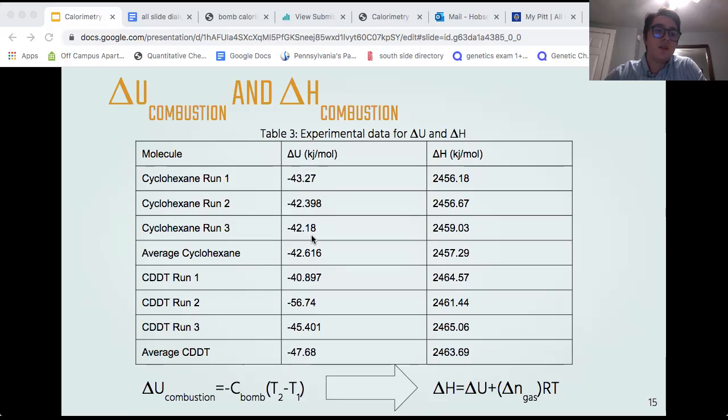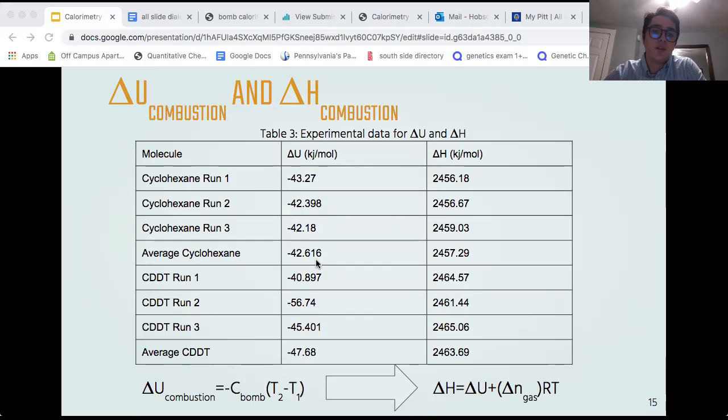So delta U combustion and delta H combustion was also another thing we had to find for this experiment. To get delta U, we needed to use the equation on the left-hand side on the bottom, which was relatively easy since the C bomb value was actually given to us in the handout. This is what I was talking about with the dotted and the not dotted bucket. It changes slightly depending which one you use. That value is given to you.